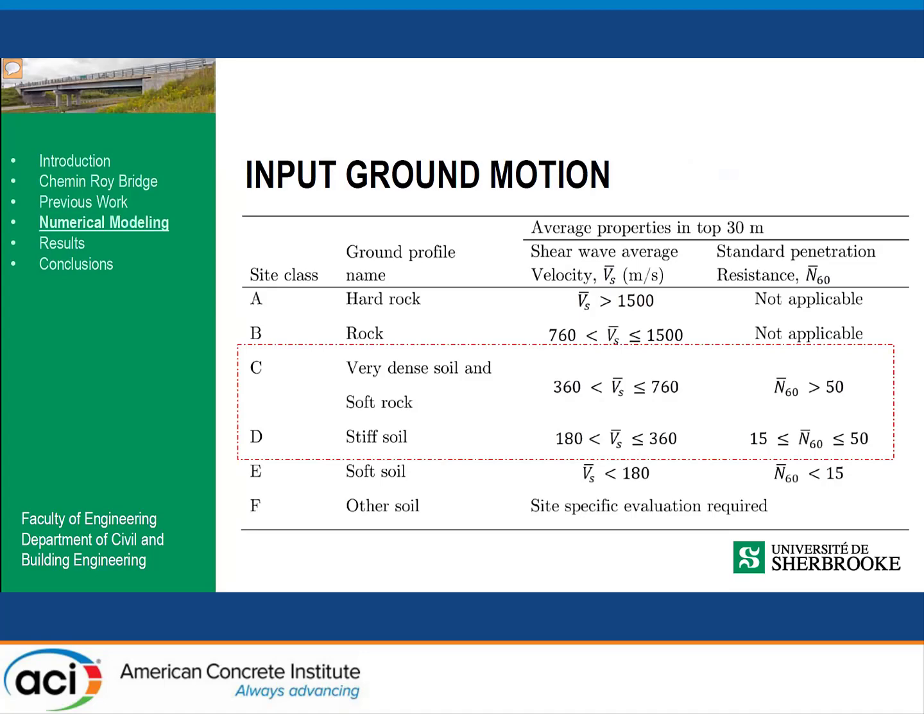So here you can see the soil type that we considered in this project. The bridge is on type C, but we also modeled it on type D just for comparison purposes. Okay, so those are the categories of soil type in Canada.